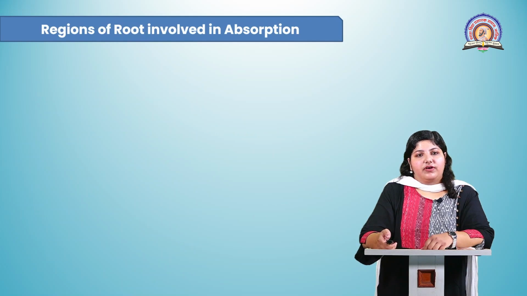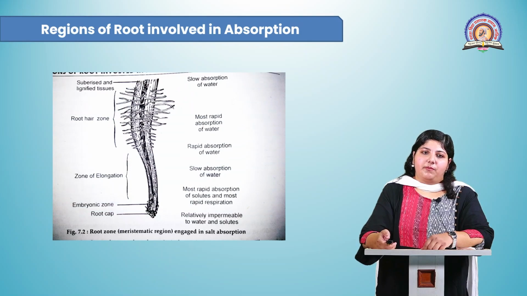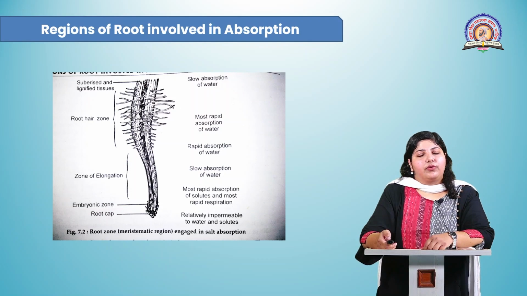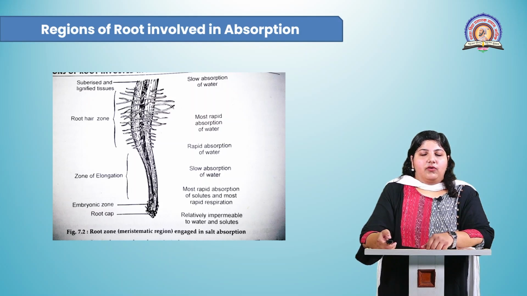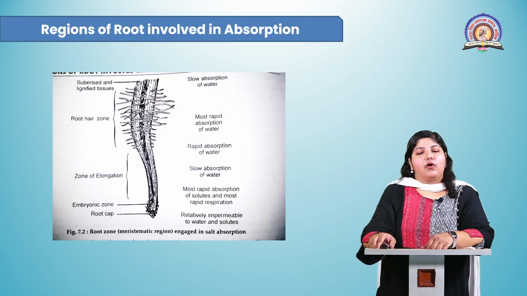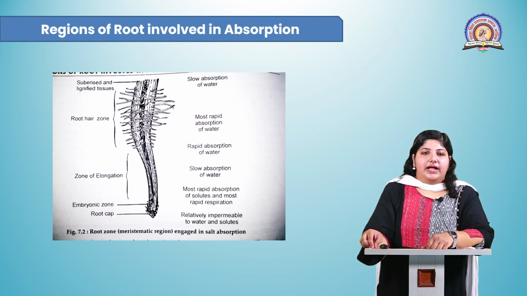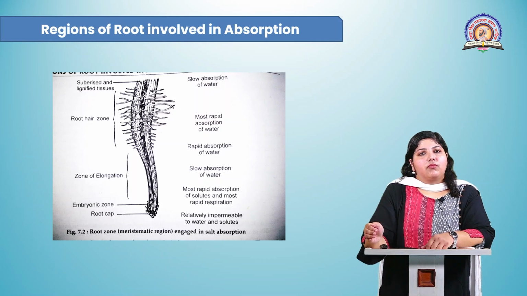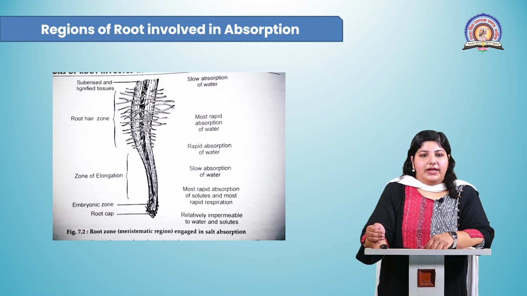So we will be seeing first the regions of roots involved in absorption, because roots are the major organs responsible for absorption. In front of you, you see a diagram of a root depicting different parts of the root on the left side and what is their role in absorption on the right hand side. On the topmost region, you can see that the region is mostly suberized or lignified, that is, it is deposited with lignin.